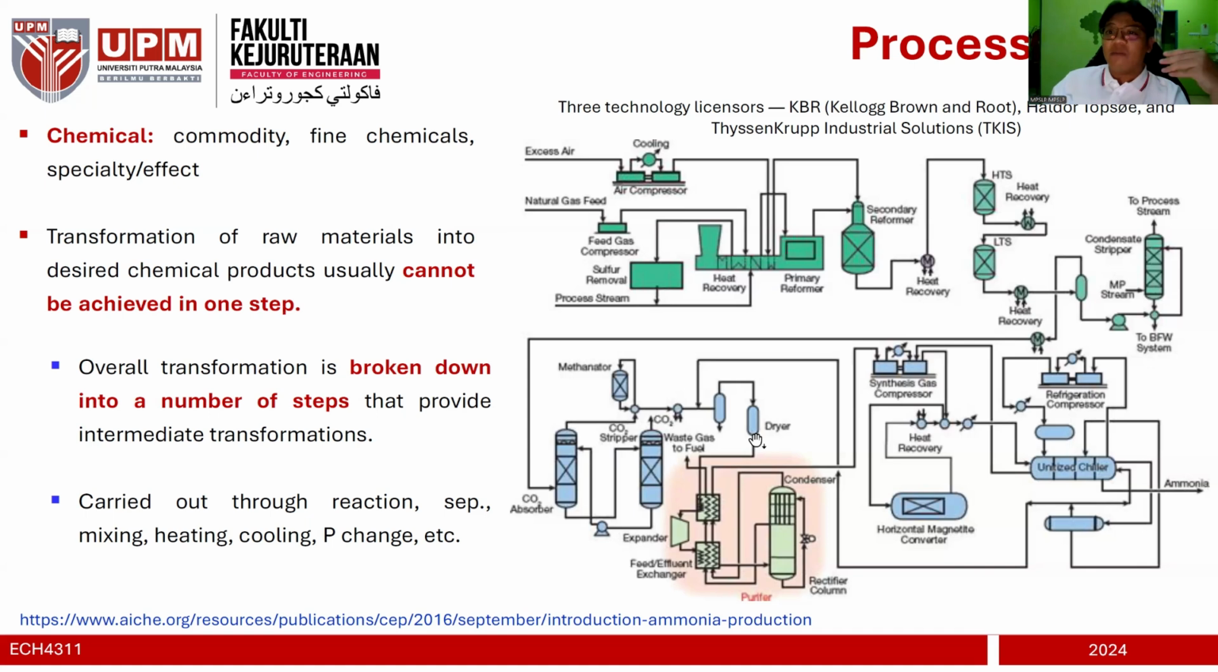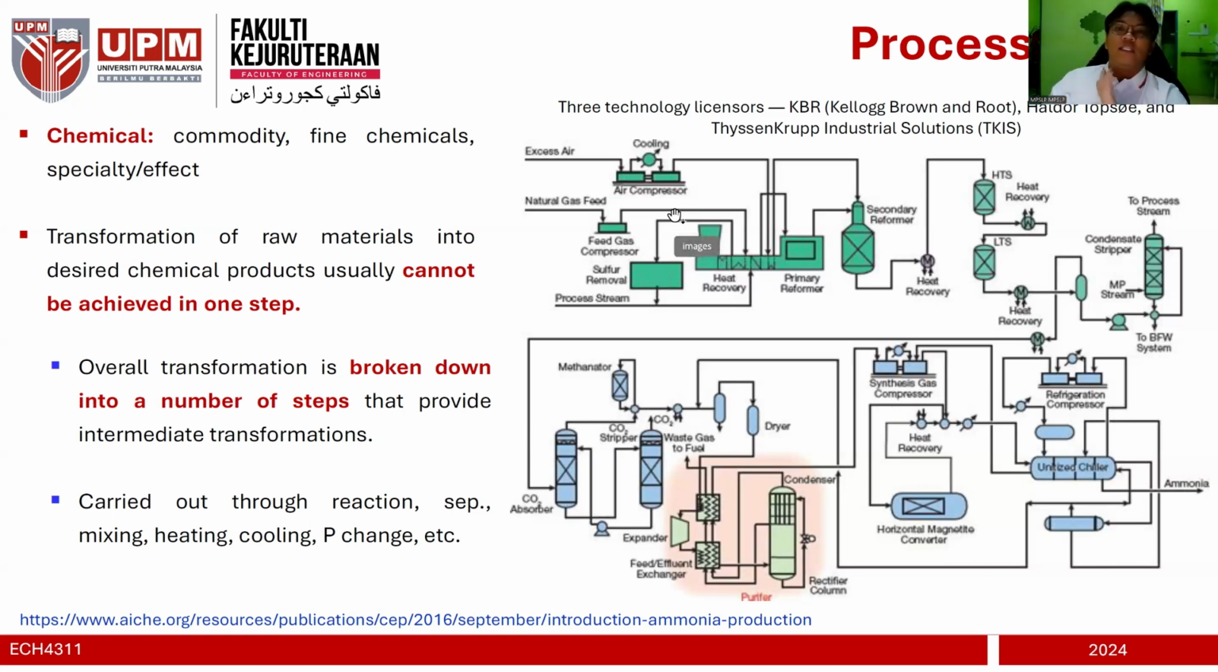You also have a dryer, maybe because the process does not really have high tolerance towards moisture, so that's why they remove it. And of course, the whole process here requires high pressure and/or high temperature to get the desired conversion. So you need to have a compression system.